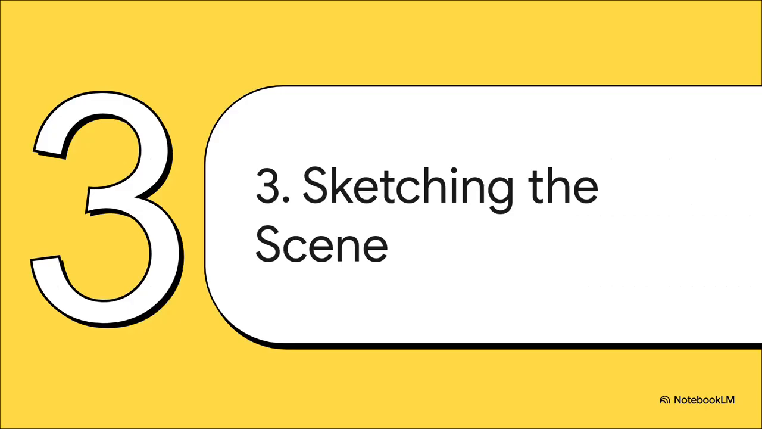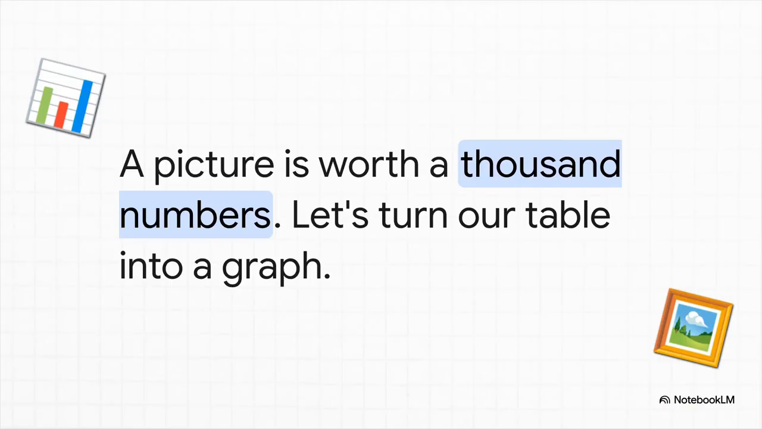Okay, so our clues are all organized. What does a detective do next? They start to sketch out the scene to get a visual feel for what happened. Because, let's be honest, as helpful as that table is, our brains are just wired for visuals. A picture can tell the story in a split second. So, that's what we're going to do. We're going to turn our table into a graph.